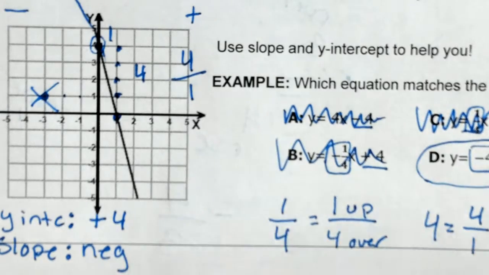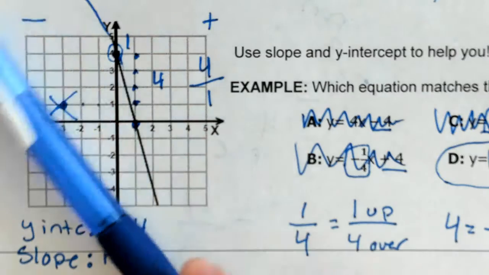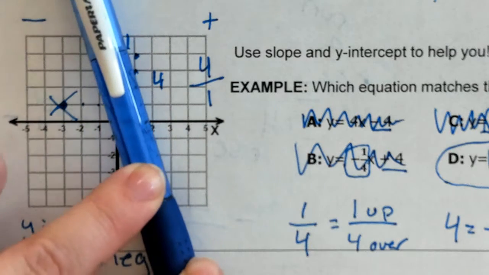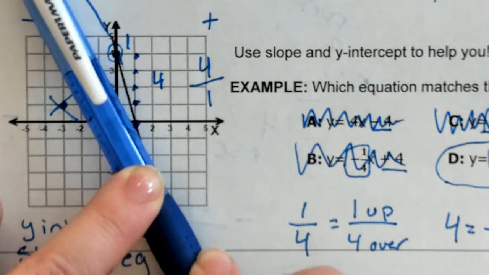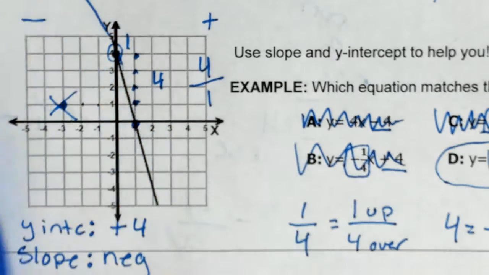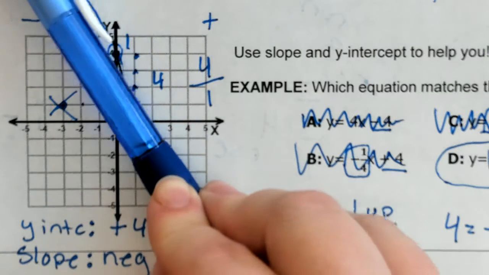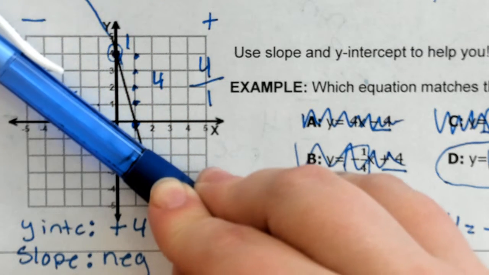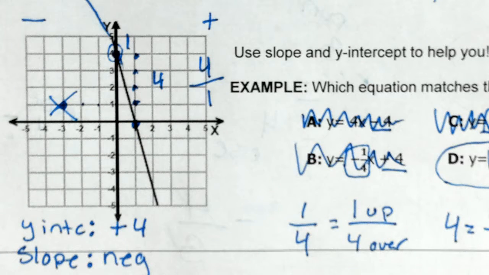Another way you might want to think about it, the bigger the slope, the steeper the line. So 4 is really big in terms of slope. So that line's going to be really steep. Look at that. But if we had a slope of 1/4, it would be more flat. So 4 is like this. 1/4 would be more like that. And so that's another way you can think about it.